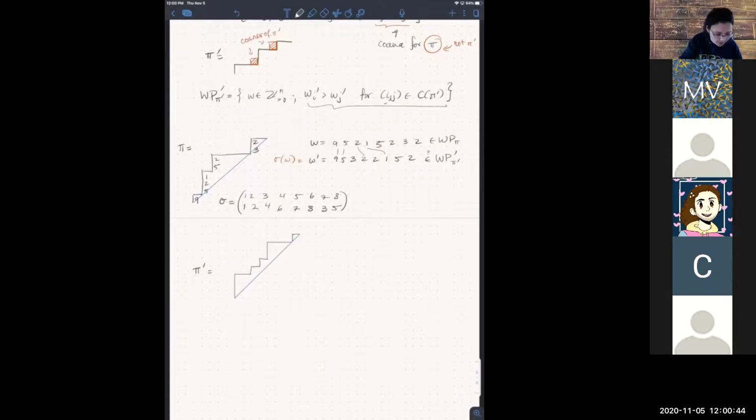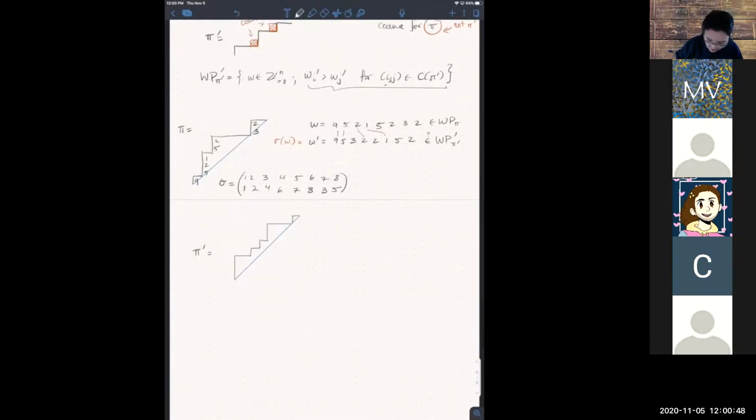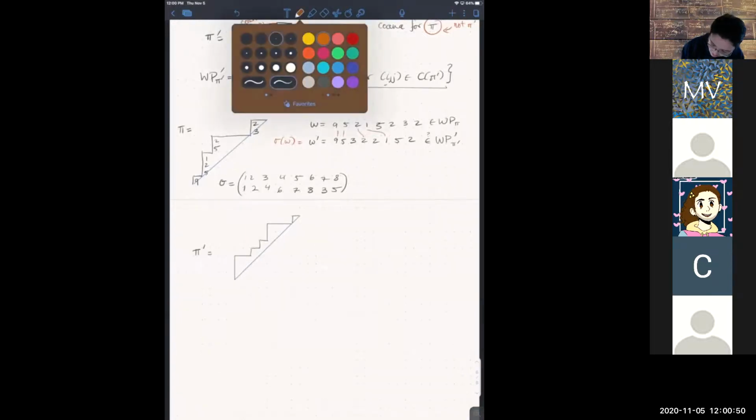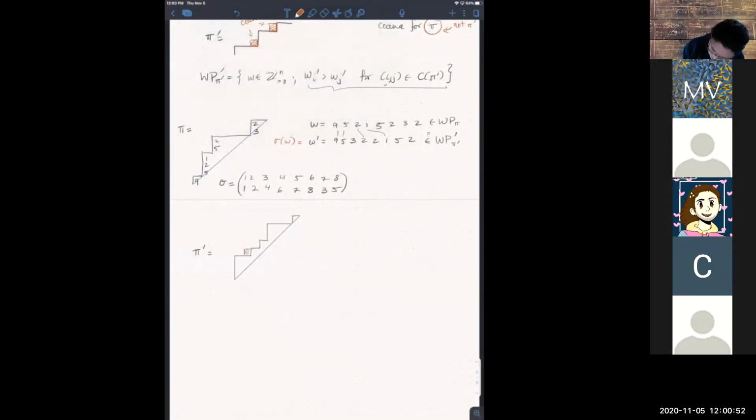Once you get this pi prime, then you can actually see that the corners here are going to correspond to this is a corner, this is a corner, this is a corner, and this is a corner. So you have 4 corners.